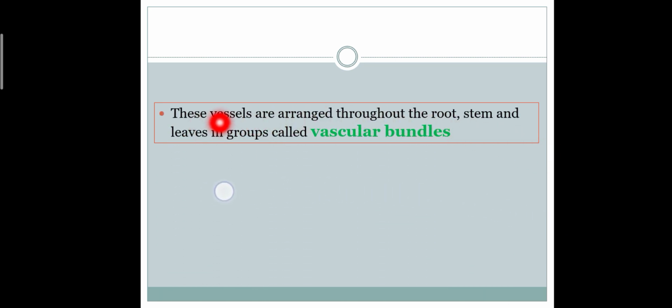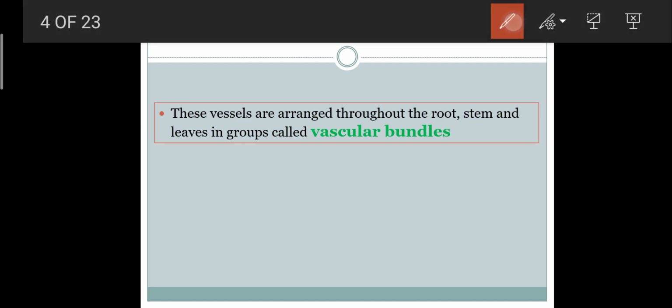Xylem and phloem vessels are arranged throughout the root, stem and leaves in groups called the vascular bundles. So vascular bundles are those bundles that are formed when xylem and phloem vessels are arranged throughout the root, stem and leaves in the form of groups.